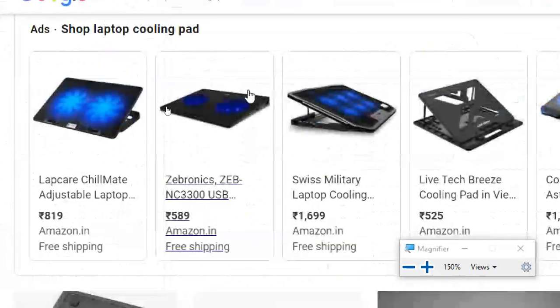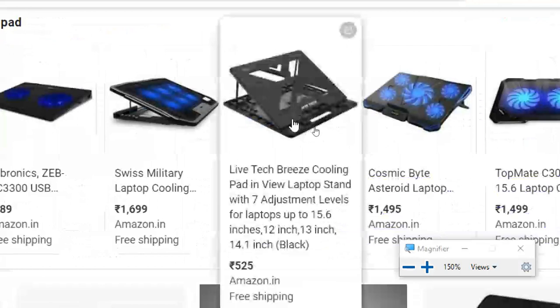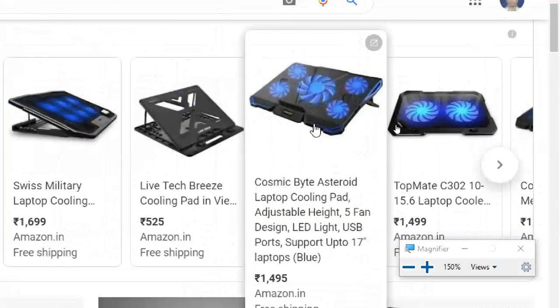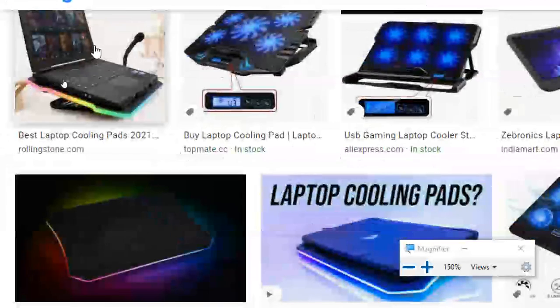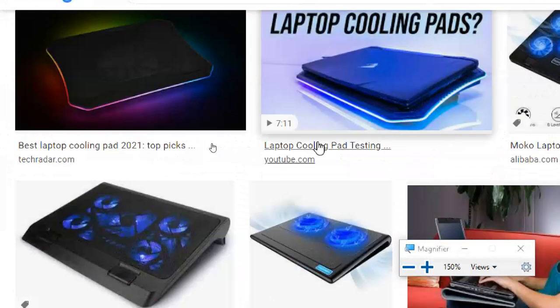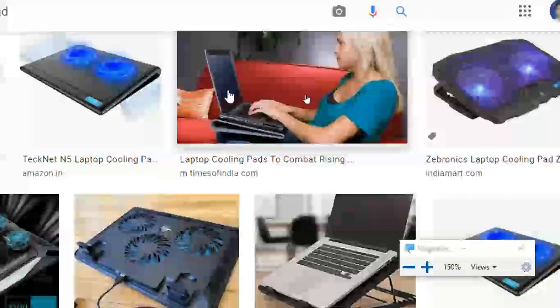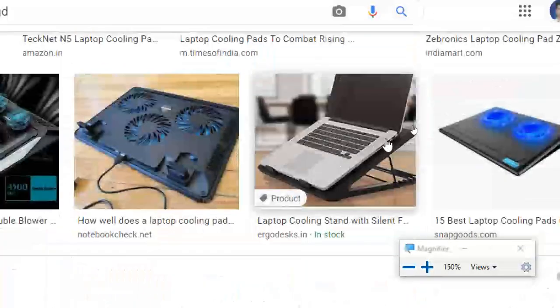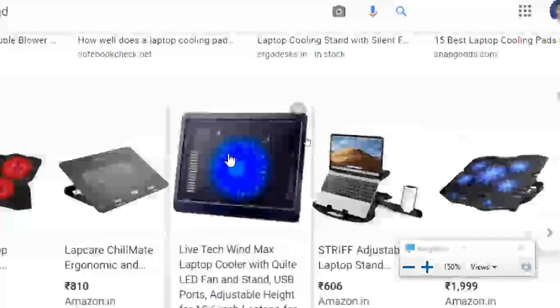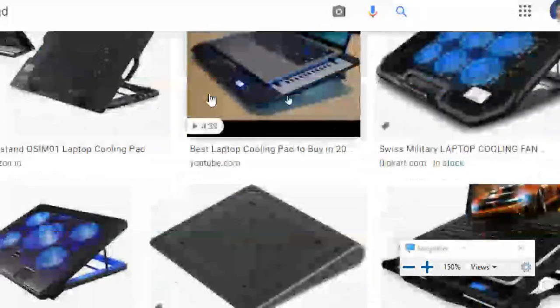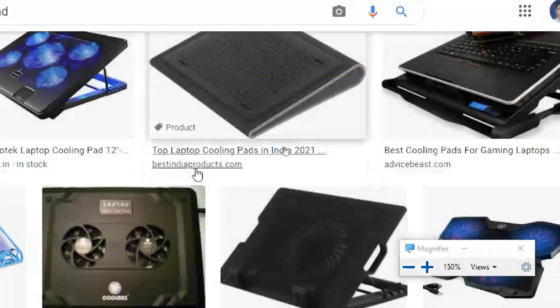So this many laptop cooling things are not required. Like fan things, this is okay, but that much is not required. 1500, 2000, 3000 rupees is not required. That much is just for show. Just use a very simple stand type, or maybe a very basic sheet type, which won't block your backside.